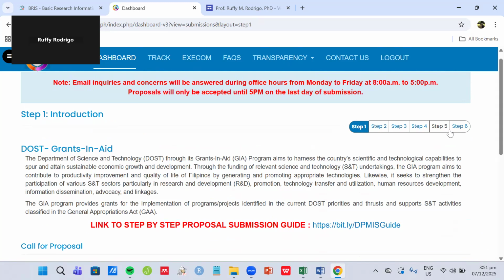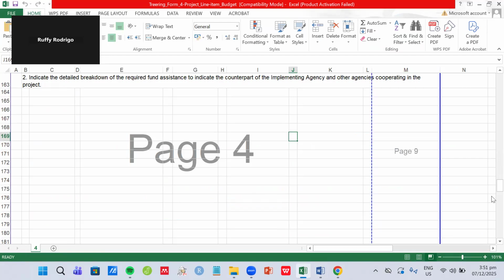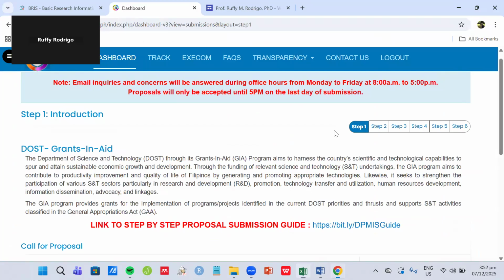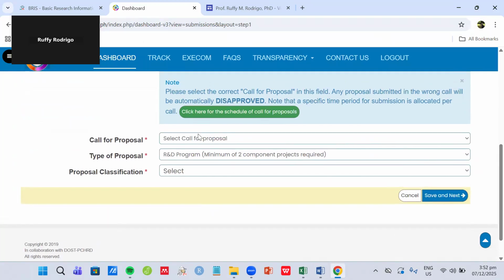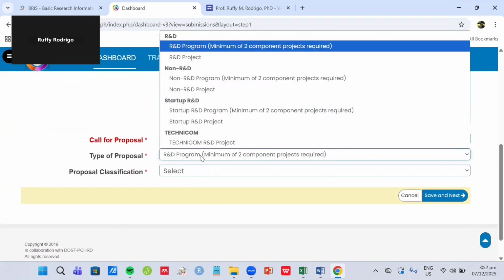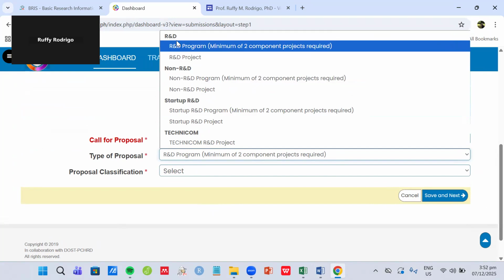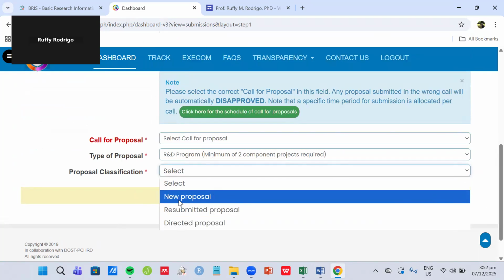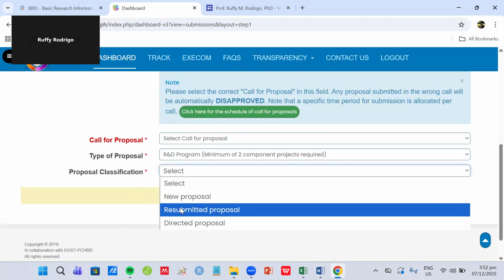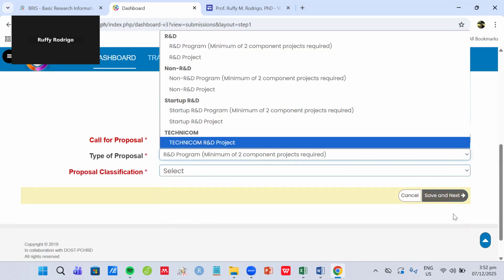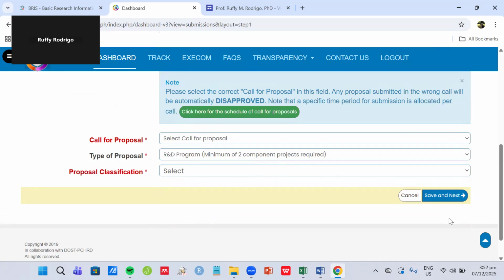So you have to be patient, and your budget, because in this case you really have to put it manually in their system. So you cannot upload this. You have to do it here. So let's say here, call for proposal, what kind of proposal: early program, technical, startup, non-research and development, and regional. Then purpose specification: new proposal, resubmitted proposal, directed proposal. So it depends on that. And then you say save and next. And then it's like an online application form and you are good to go.